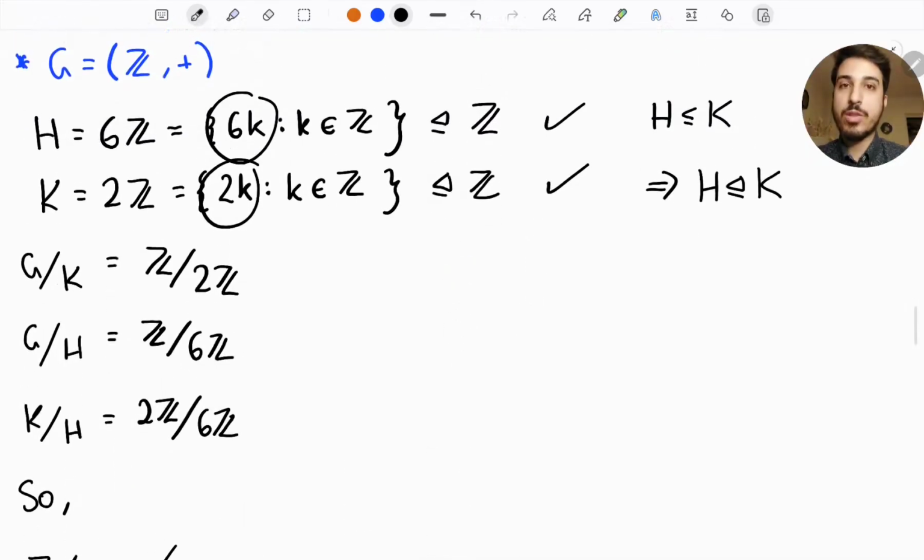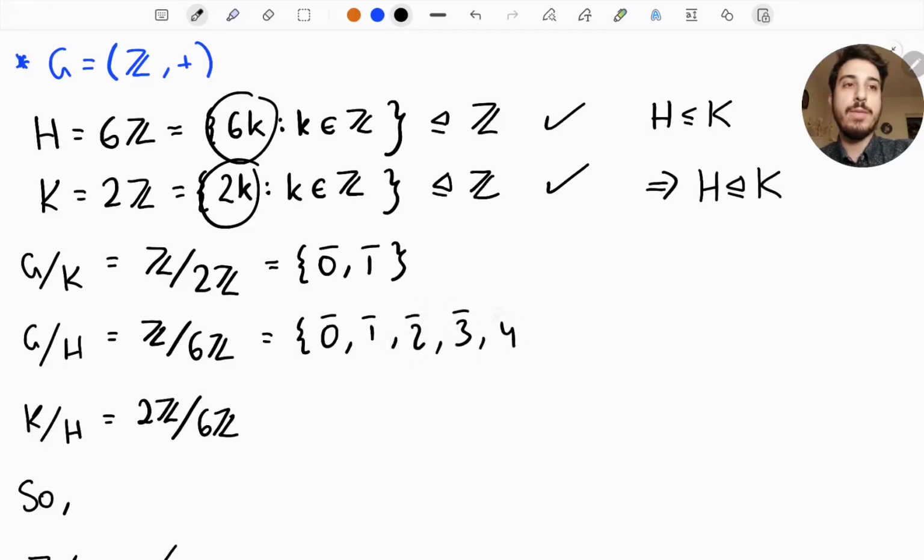Let us see what each of these quotient groups look like. Z/2Z, of course, is the quotient group of two elements, 0 and 1. Z/6Z is the quotient group of 6 elements, 0, 1, 2, 3, 4, and 5. Now, to understand what 2Z/6Z looks like, we need to go back a bit and see how we constructed Z/6Z. In Z/6Z, we asked ourselves, what happens if I go through the integers and I collapse them modulo 6? So I went through all of the integers, I collapsed them modulo 6, and I got this.